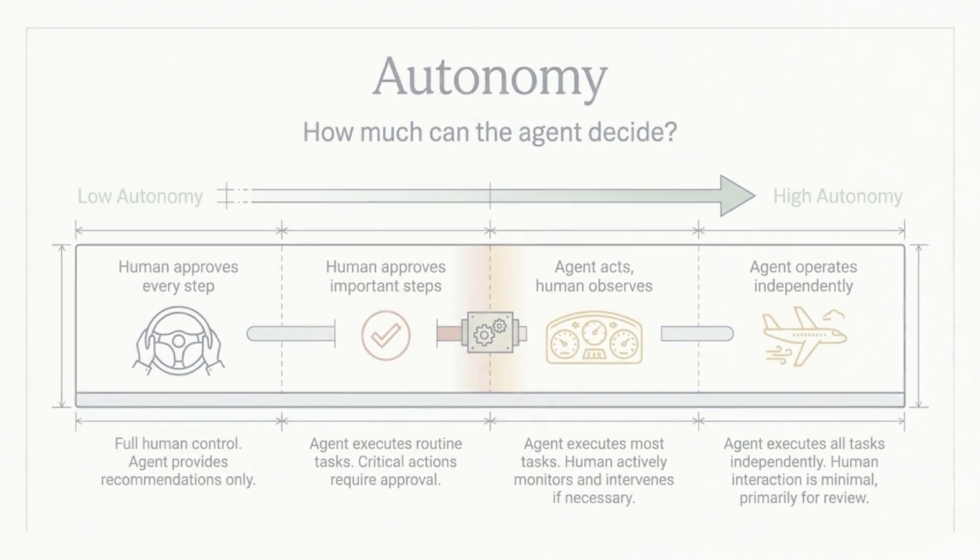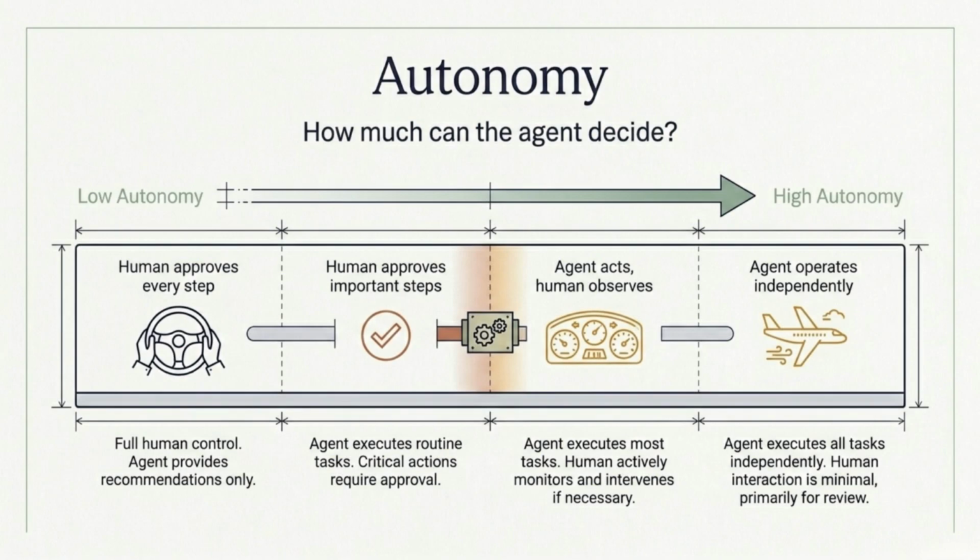Another important idea is autonomy. How much can the agent decide by itself? Some agents need human approval for every step. Some only need approval for important steps. Some act while humans observe. The more autonomy, the more control we need.